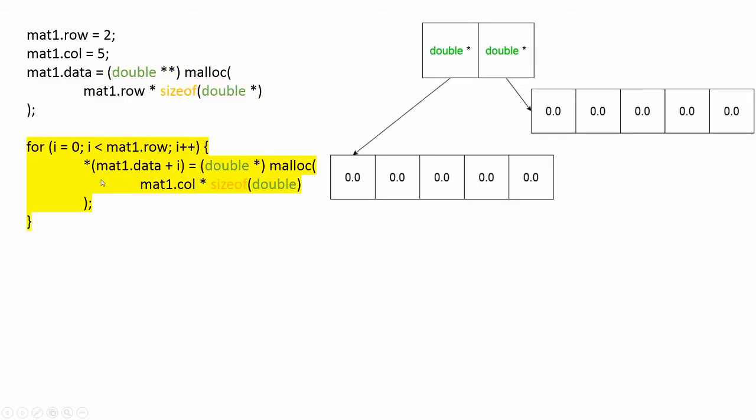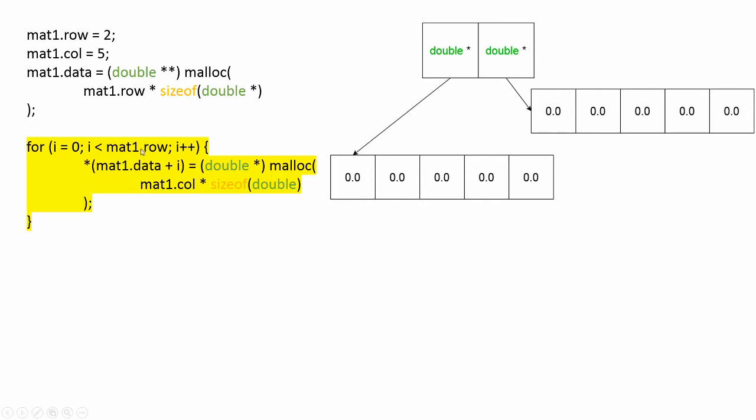So here what I'm doing is that I go into mat1 data plus i, and since this is an array, it first starts as 0. So 0, right, we're here. When I dereference that, the data type here is a pointer to a double. So here's where I can do the standard allocation where I do mat1.col times the size of double, which is 5. So now this is going to have an address that points to 5 double values, right? So we can think of this as the first row with 5 columns of our 2-dimensional matrix.